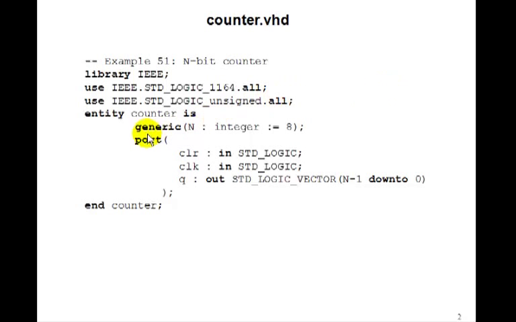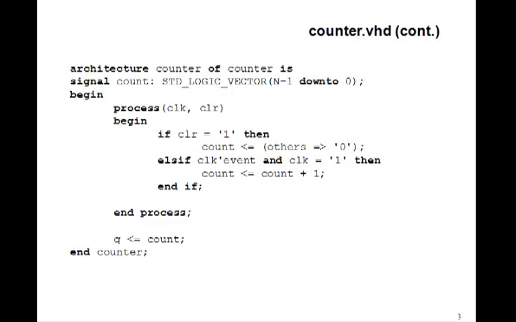We do it in the usual way by including this generic statement in the entity. N is an integer. We'll default it to 8 here. So we'll have the same clear and clock inputs, and Q output is now n-1 down to 0. Then the counter is very much like we had before. We'll have a signal count. Now it's n-1 down to 0.